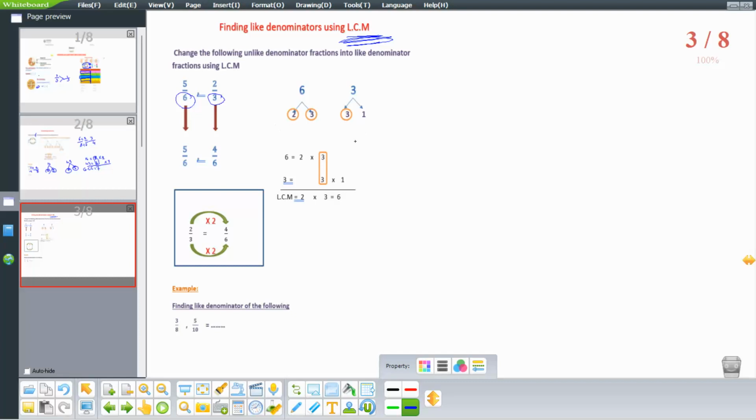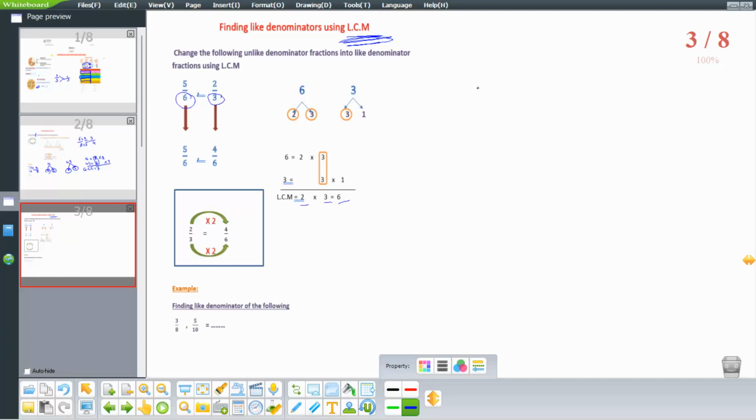So circle the prime numbers. 6 equals 2 times 3 and 3 equals 3 times 1. The common number is 3, and in LCM we take all numbers. So it will be 2 times 3 times 1. So it will be 6. So the common denominator here is 6.